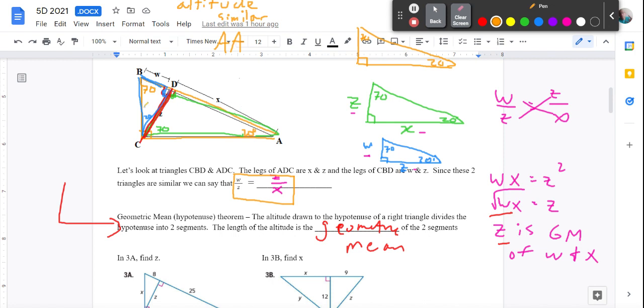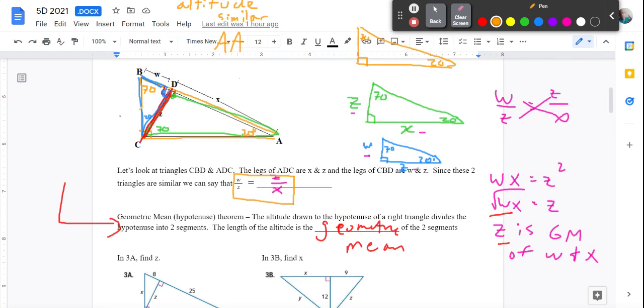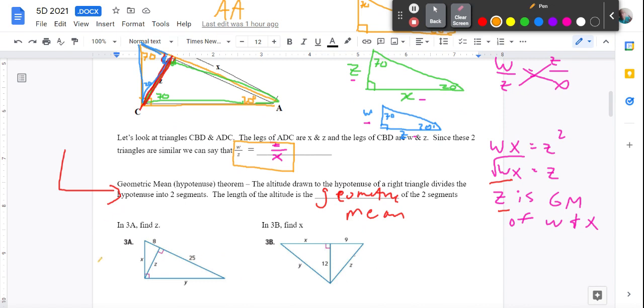All right, so that's that for right now. We could try these two problems here. Again, W over Z equals Z over X. We just have to make sure that we know what our W, our X, and our Z are in these things right here. So we're going to be working on 3A here to find Z, which is the altitude, and here to find the X, which is that thing right there. We can disregard these other variables for a minute. We're only really working along the altitude right there.